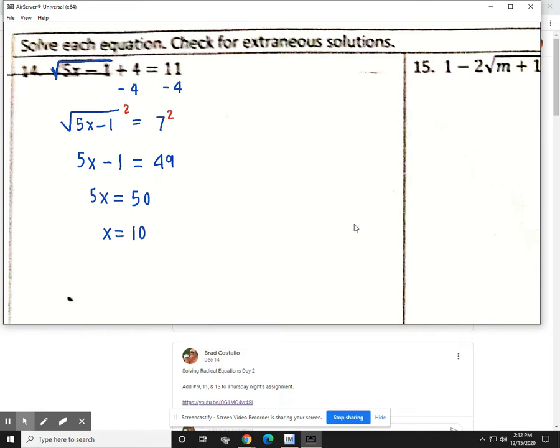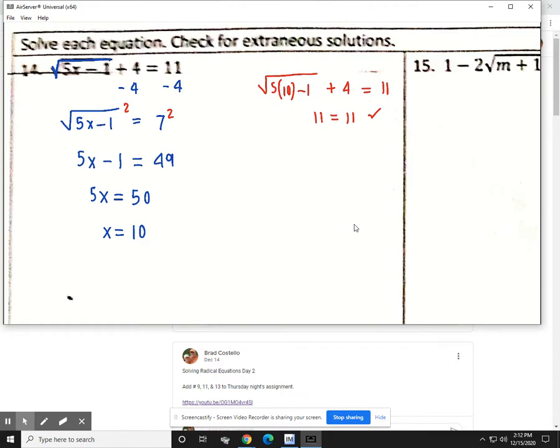Now again, I'm going to do this over here to the right. But remember, you can just type this into your calculator. I would encourage you to type in the square root of 5 times 10 minus 1 under the radical plus 4 into your calculator and see if it equals 11. So 5 times 10 is 50, minus 1 is 49. The square root of 49 is 7. 7 plus 4 does in fact equal 11. So since 11 does equal 11, that means my answer is 10. Okay, x equals 10. It is not extraneous. So that's number 14. Pause it if you need to.